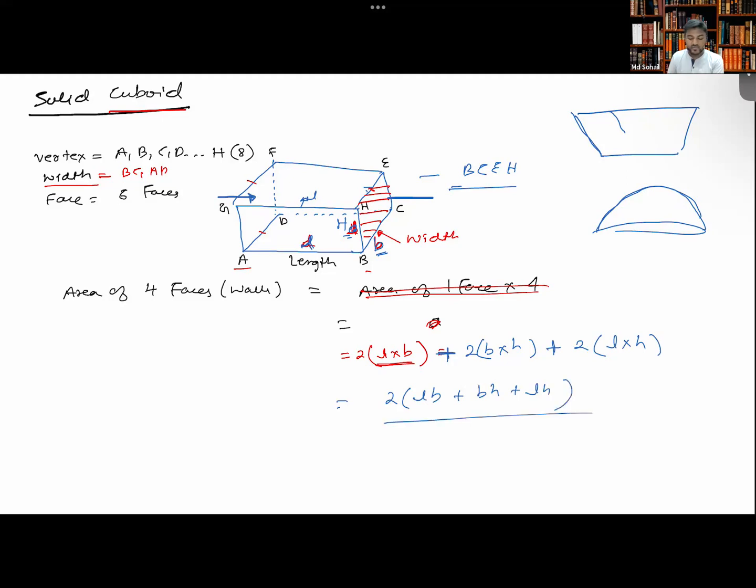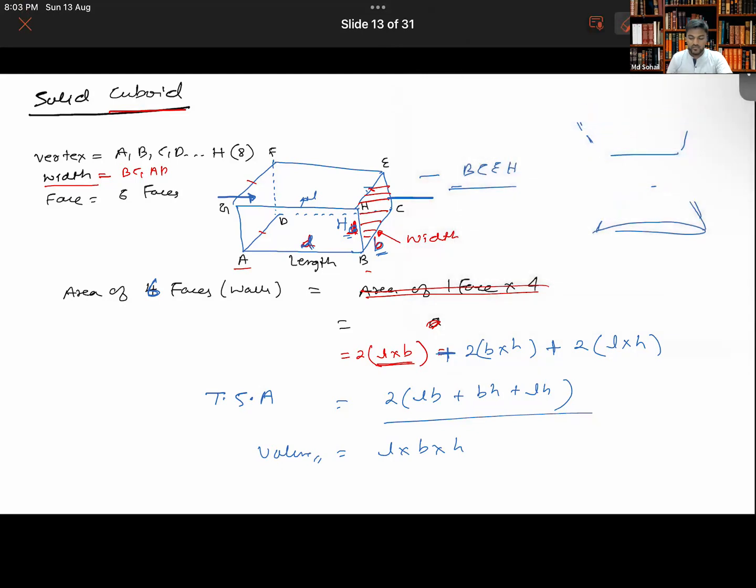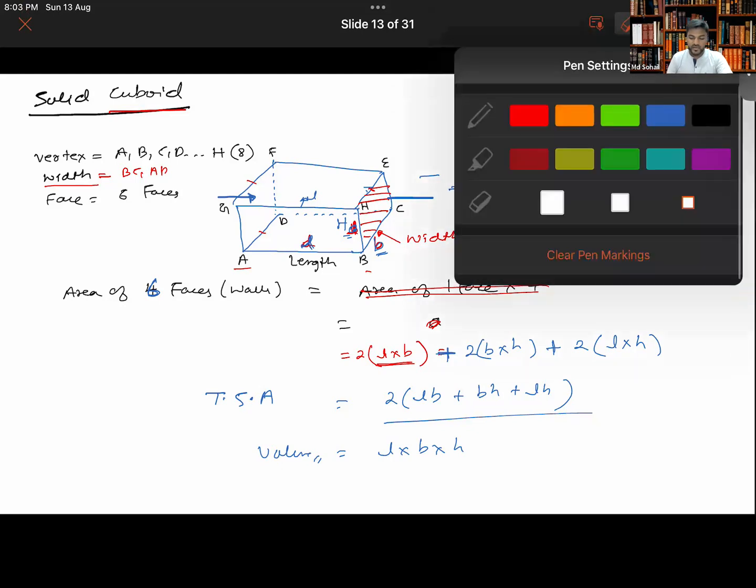So that is the formula required to find the cuboid's total surface area. In fact, here we have found the area of 6 faces. The total surface area of a cuboidal shape is found like this. Hope that is clear to both of you. And the volume is simple: length into breadth into height. You can take the screenshot, but before that, write one more thing.